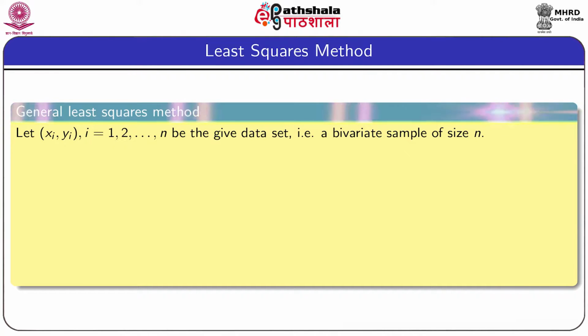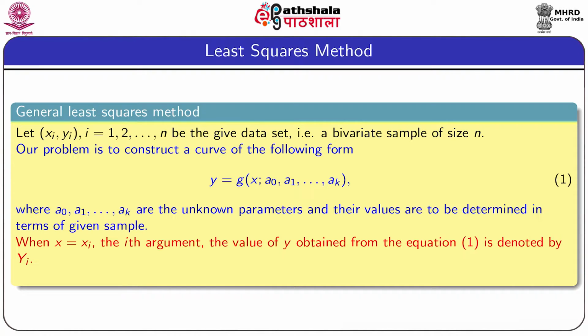Let xi, yi, where i equal to 1 to n, be the given data set, or we call it a bivariate sample of size n. Our problem is to construct a curve of the following form: y equal to g of x, the independent variable, and k plus 1 parameters a0, a1 up to ak. These parameters actually identify the nature of the curves, and these parameters are to be determined using the least squares method based on the given sample points.